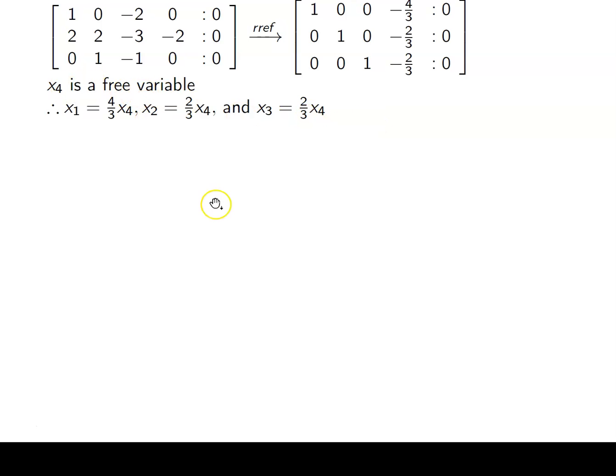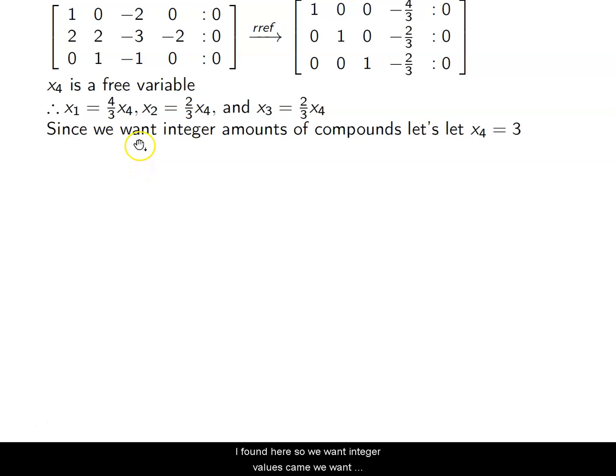x4, my free variable. So remember, the book will have S1, S1, S1 for x4. I don't really care what you do. If you use S1 or x4, it's fine with me. I'm fine with either, okay?